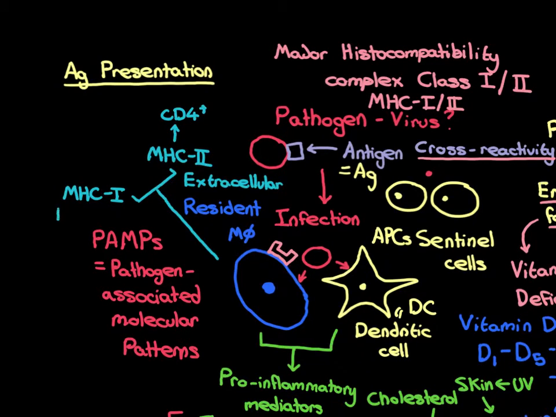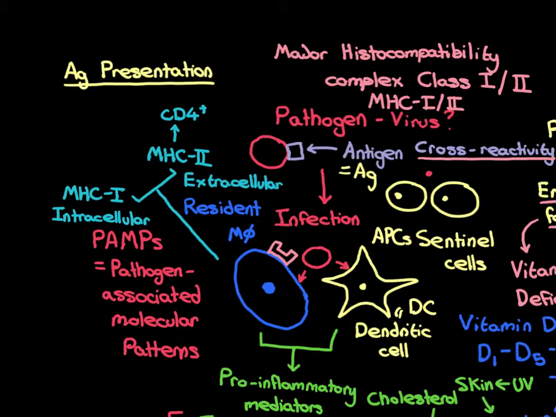MHC class 1 is for the intracellular adaptive immune response. So the CD8 positive T cell response. So when would an antigen presenting cell decide that it should present the peptide fragments from the proteins of the pathogen that it has just broken down on MHC class 1? Well, it would do that if it knows that the pathogen spends at least some of its time inside cells.